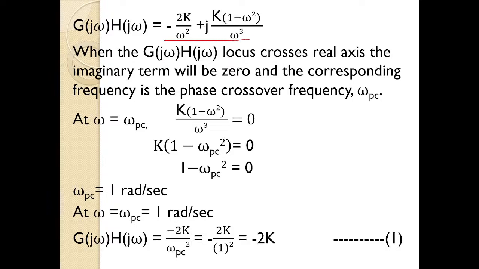So this is our expression now. G of j omega, h of j omega. You will get minus 2k by omega square plus j into k into 1 minus omega square by omega cube. Okay. This is it.